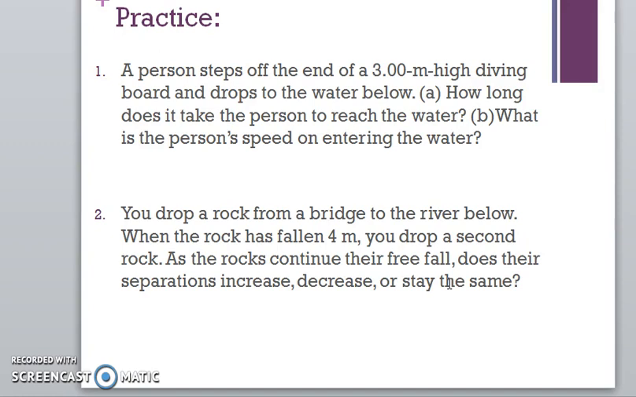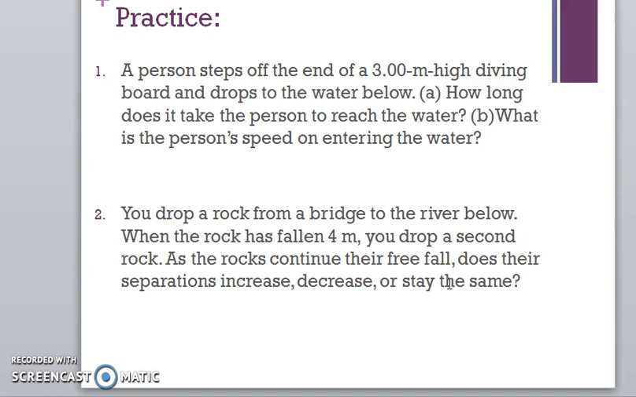Okay, hopefully you said the distance between the two rocks increases, their separation increases. And the reason is, sometimes it's easy for a physics student to fall into thinking, well, they both fall at negative 9.81 meters per second squared as they fall to Earth, and that's true. That is correct. At least you're thinking right there.